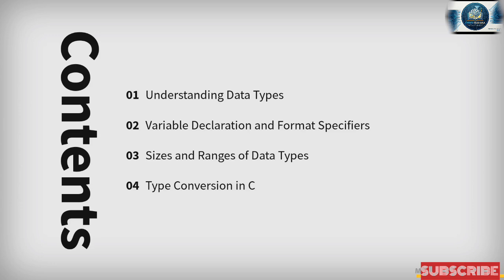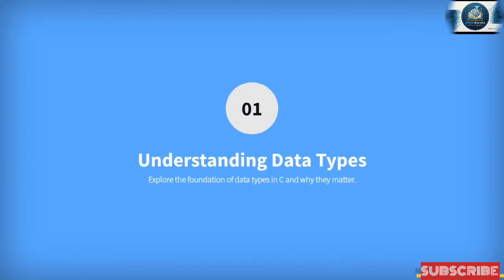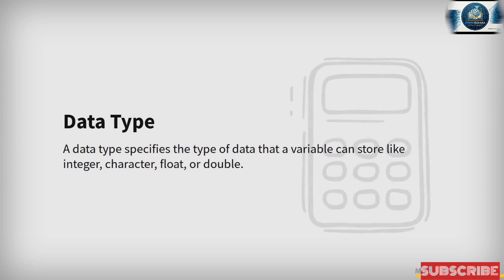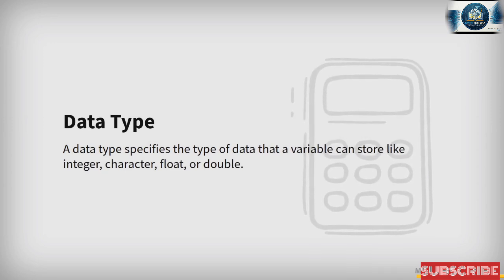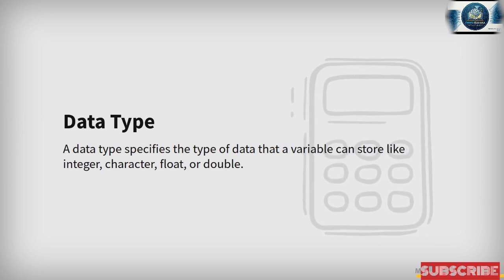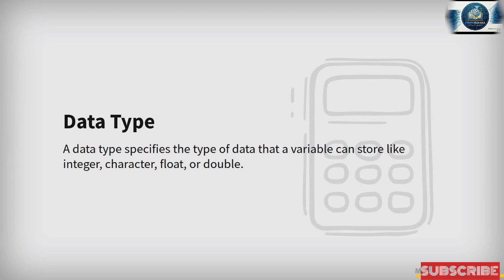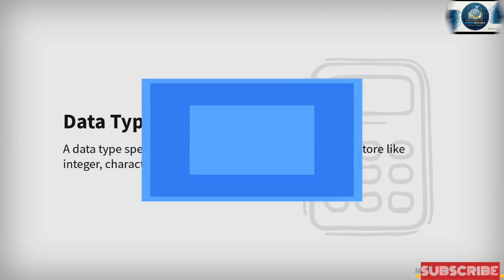type conversion in C. Every variable in C is defined by its data type, which determines what kind of data it can store. In this topic, we'll uncover the essential role of data types and how they shape the structure of C programs. Before we dive deeper, let's clarify what we mean by data type. A data type specifies the type of data that a variable can store, like integer, character, float, or double. This definition is central to understanding how C organizes information and ensures program reliability.